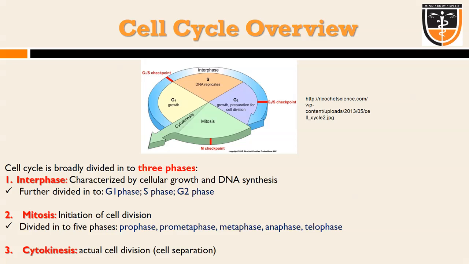The next portion is this green area, that's mitosis. It's actually the initiation of cell division. It's divided into 5 subphases. So 5 phases under mitosis. And these are prophase, prometaphase, metaphase, anaphase, and telophase. We're going to mention all of these. And then the next process is cytokinesis, which is the actual division, not of the nucleus, but formation of 2 separate cells. Okay? So that is the characteristic of the cell cycle.